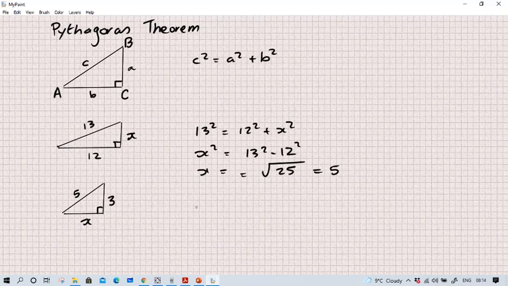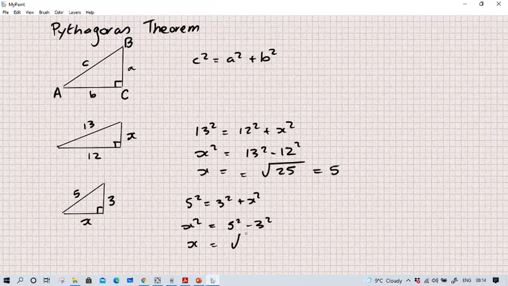In the second example, we can see the right angle triangle. The hypotenuse this time is 5. We have a length measuring 3 units, and we're trying to find x. So we have 5 squared equals 3 squared plus x squared. We can rearrange that: x squared equals 5 squared minus 3 squared. x equals the square root of 25 minus 9, which is the square root of 16. x equals 4.